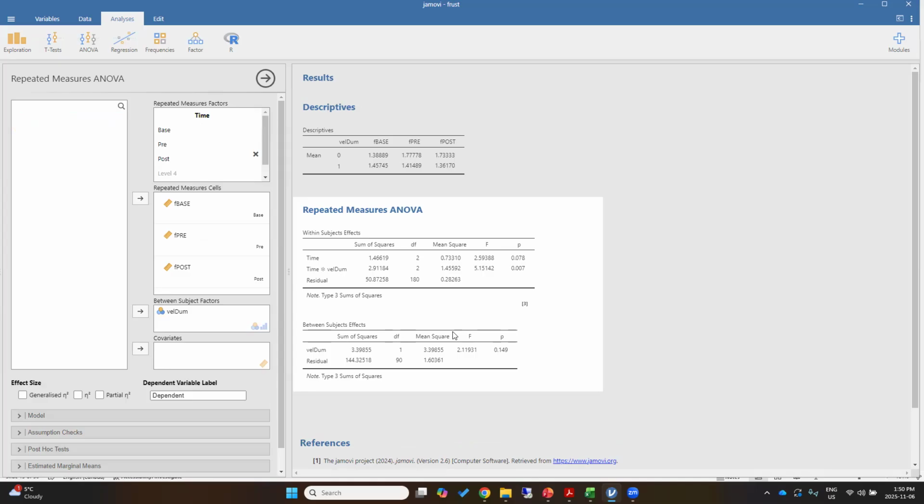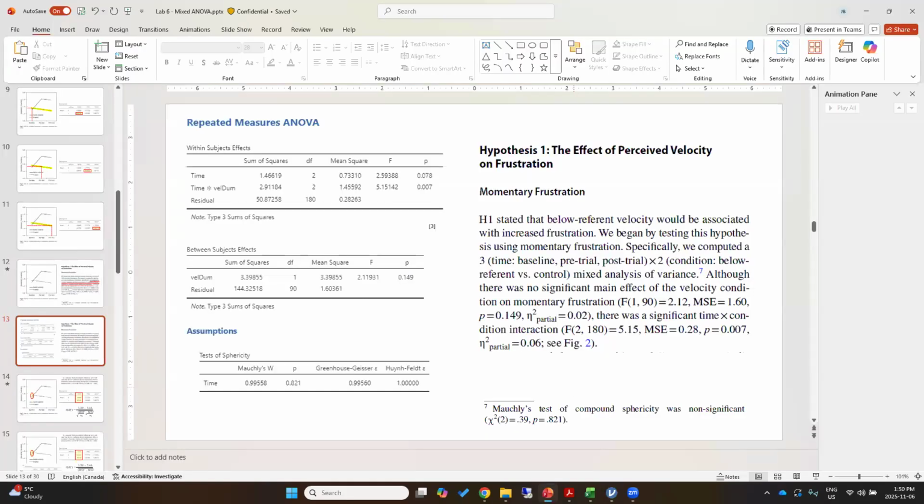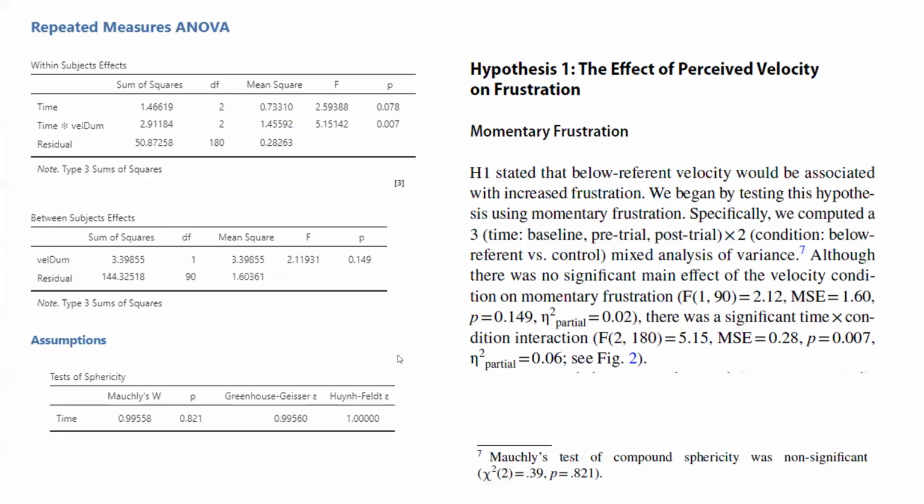And we can see here that we get both a within subjects table and a between subjects table. And really the within subjects table is where it's going to tell us about this interaction. And we can see that we do indeed have a time by velocity dummy interaction. And if we go over and look at the slides, it's a little bigger. We can see the values reported here.